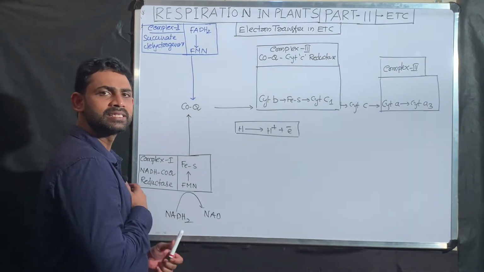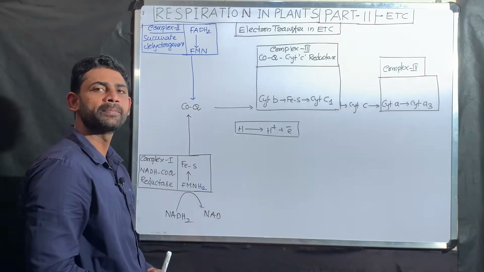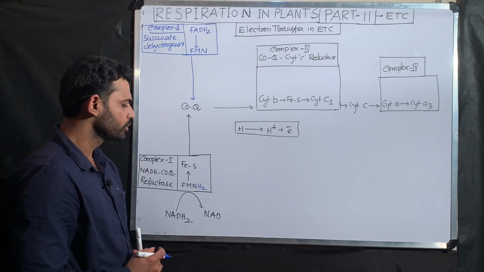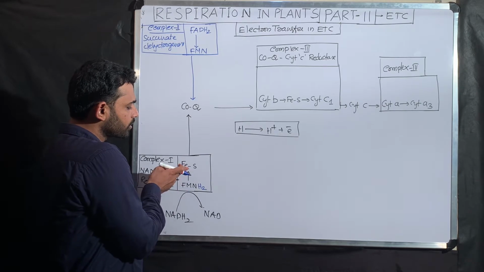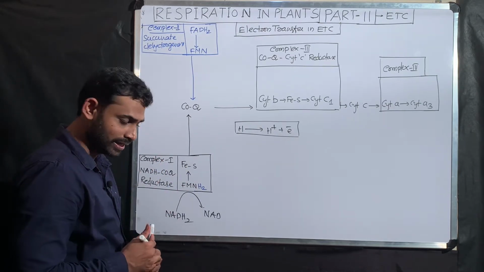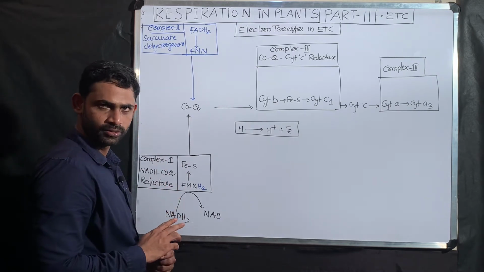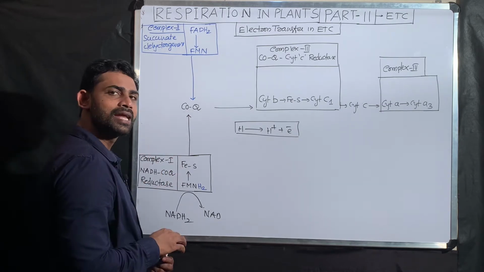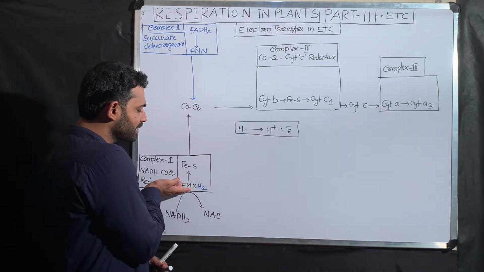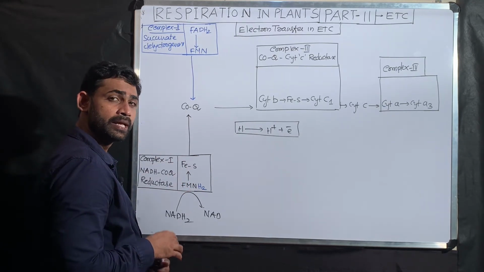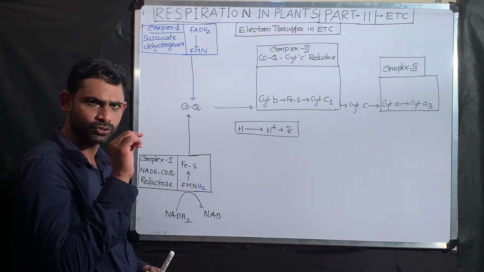Those 2 hydrogens are given to the FMN. Automatically FMN undergoes reduction and becomes FMNH2. After that, this FMNH2 gives the 2 electrons to the iron sulfur protein. The important thing is that you need to assume there are 2 irons. This iron is in the oxidized state, the +3 state. This oxidized +3 iron accepts the electron from FMNH2, meaning that iron undergoes reduction and converts into Fe+2.